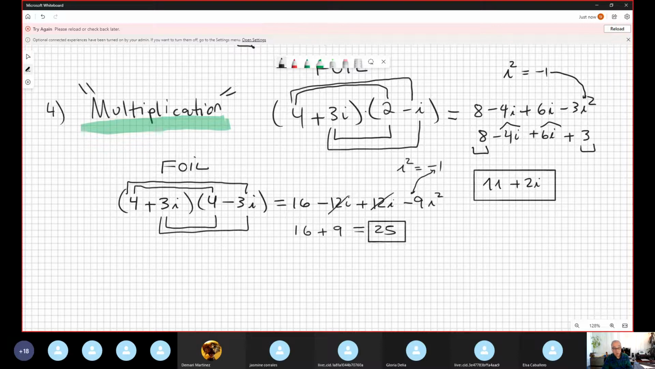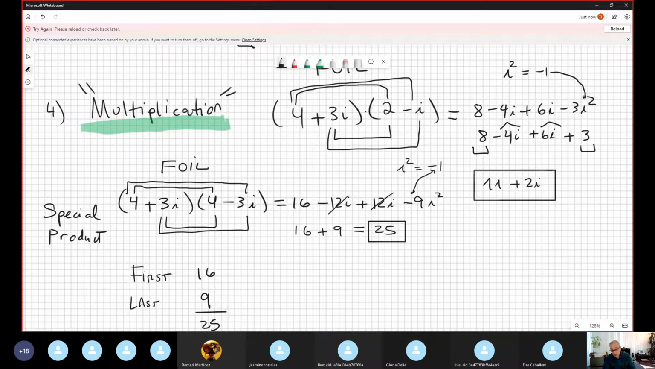Two important conclusions. Conclusion number 1: this is a special, very important product. When you multiply any complex number times its conjugate, the answer, unbelievable, is real. No i anymore. And conclusion number 2: you multiply the first, in this case 4 times 4, 16, and you multiply the last, in this case 3 times 3, gets 9. I don't care if it's positive or negative, it is always positive, and i disappears because i squared is negative 1. You add 16 and 9, 25. This is a shortcut to do this in 1 second.